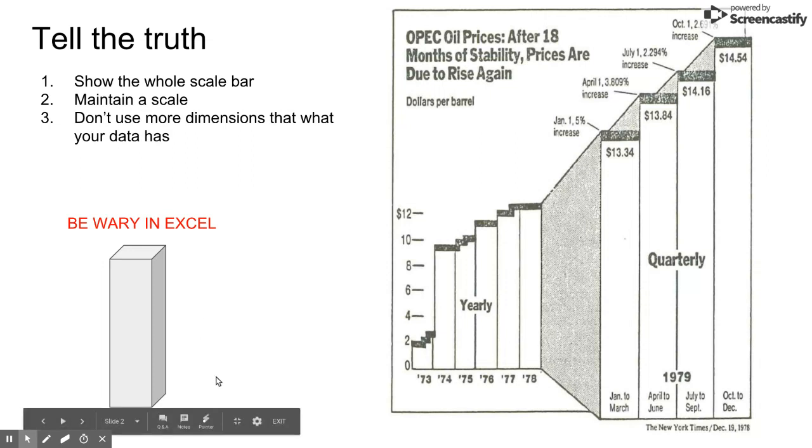So first, tell the truth. So that means showing the whole scale bar, maintaining one scale throughout a graph or a series of graphs if you can, and then don't use more dimensions than what your data has. So let's look at this example. We've got oil prices that they're saying were stable for a while, but are rising again.